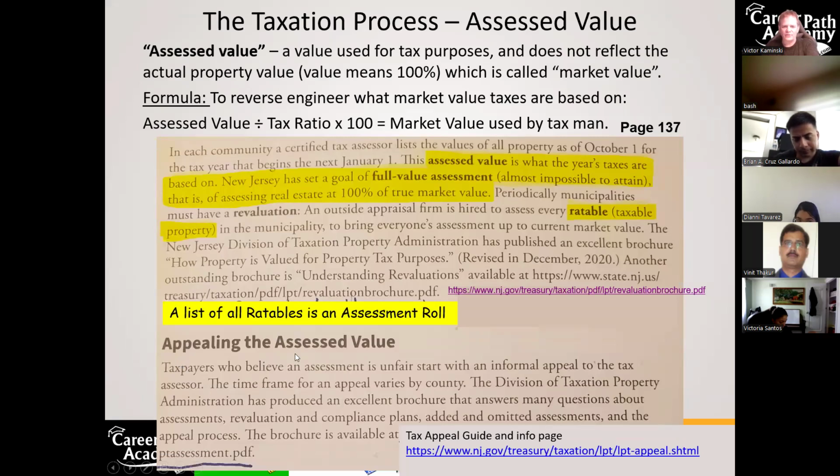How do you appeal the assessment value? Well, if you feel like they overestimated the market value, which you would need to reverse engineer using this formula to figure out what market value your tax man based the assessed value on, if it was more than 15% overestimated, you can win a tax appeal.